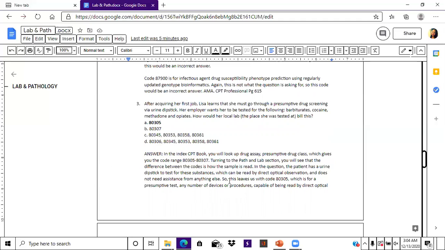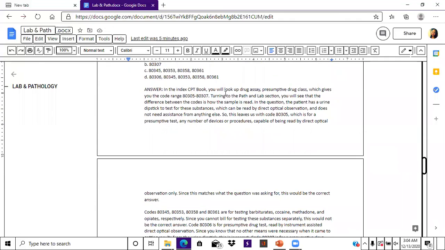Okay, so in the index book, you will see drug assay. You'll look up drug assay, presumptive drug class, which gives you the code range 80305 through 80307. And then when you turn into the Path and Lab section, you'll see that the difference between the codes is how the sample is read. In the question, the patient has a urine dipstick to test for these substances, which can be read by direct optical observation, which means pretty much looking at it, and does not need assistance from anything else.